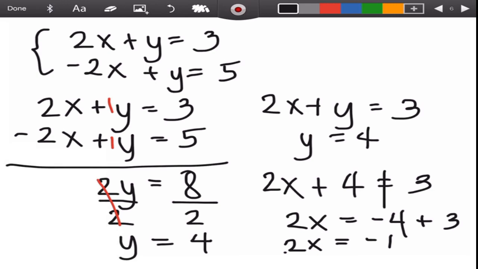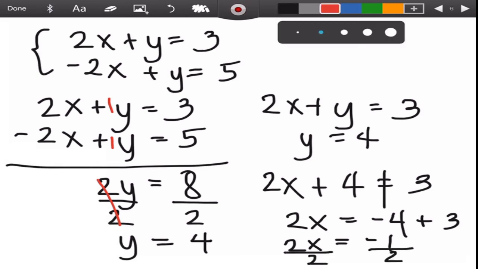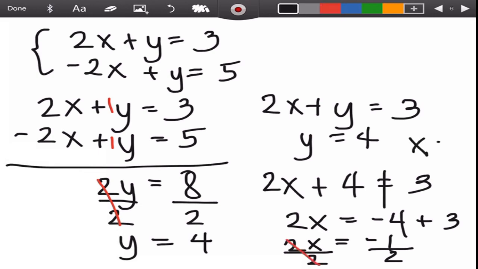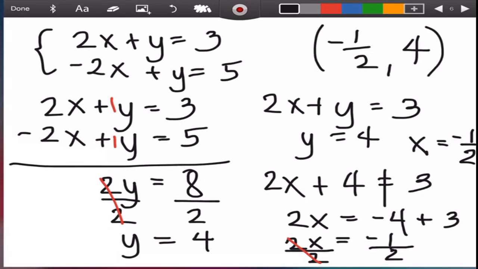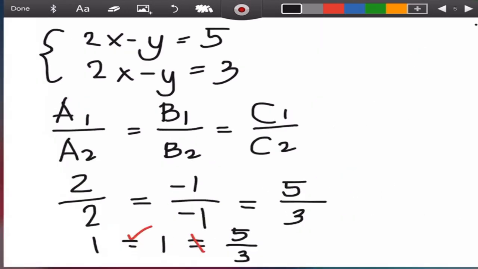We will divide both sides by 2 to get the value of x. 2 will be cancelled, it will become 1. So here, x is equal to negative 1/2. If you will write the coordinates, x always comes first. So we have negative 1/2 and then y is 4.